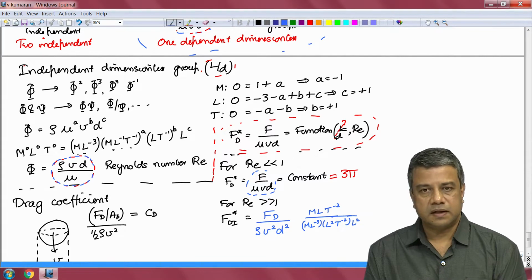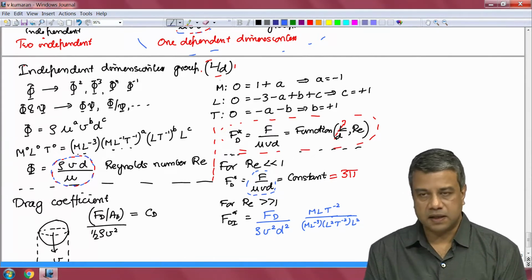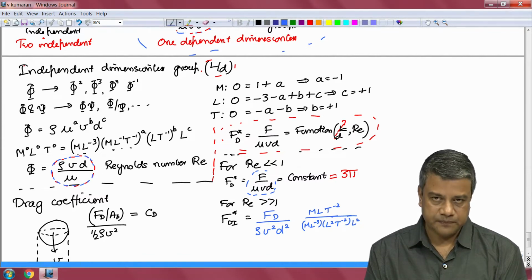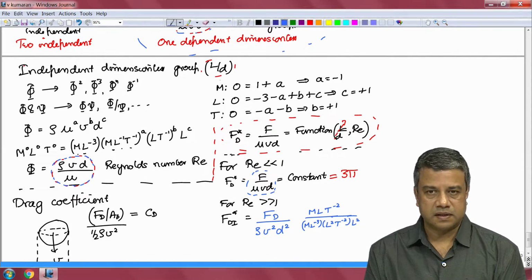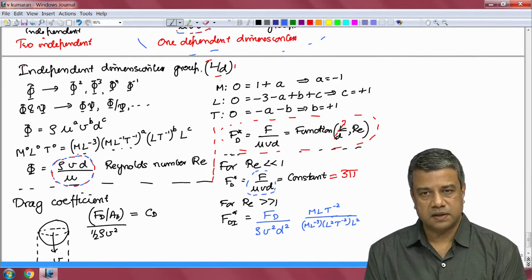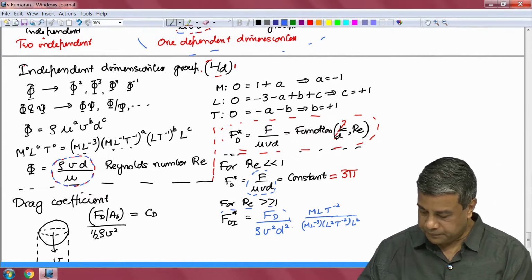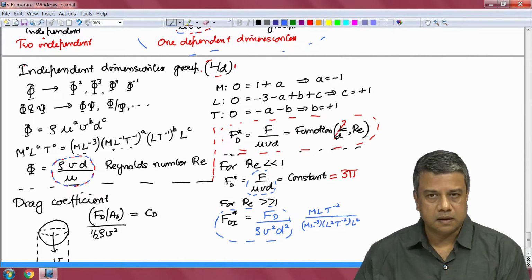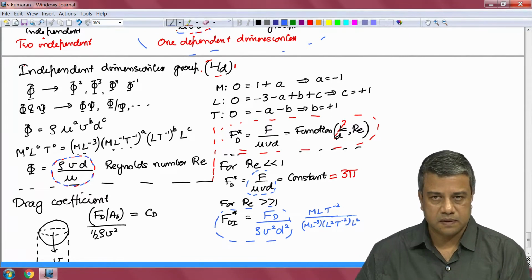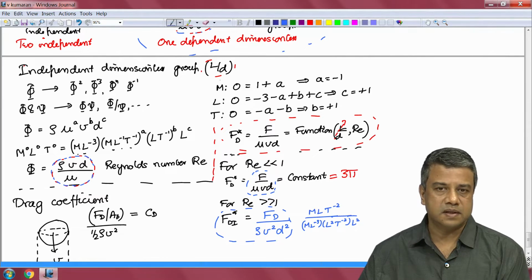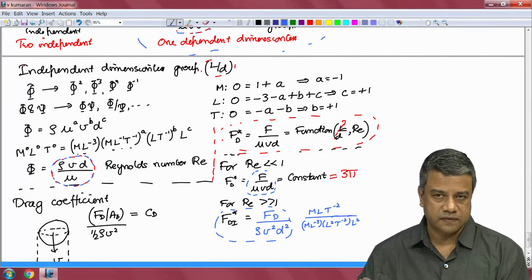In the limit of high Reynolds number, you can calculate the drag force by neglecting the dependence on the viscosity. Since viscous effects are negligible, the drag force can depend only upon the density, the velocity and the diameter, and we had got this inertial scaled drag force.